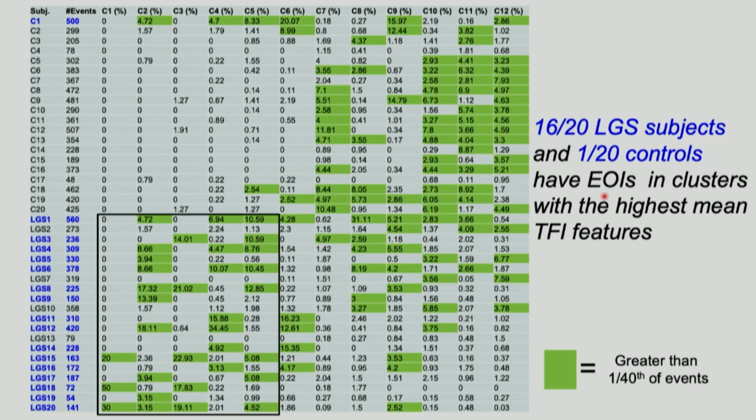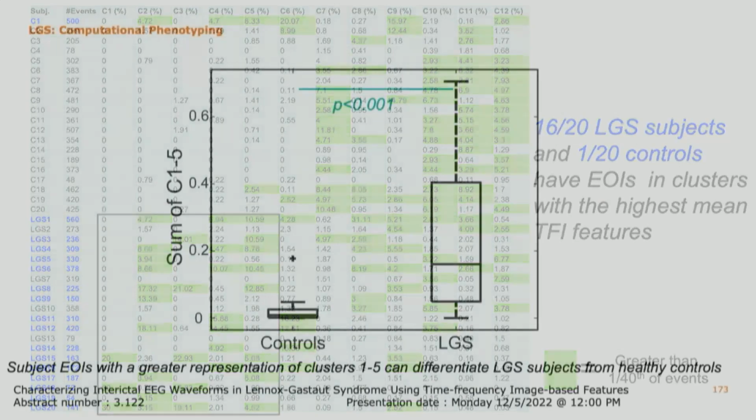And for the first 5 clusters, you'll see that those clusters are significantly seen in the majority of the LGS patients, 16 out of 20 of them, and only in a couple of our control patients, which are people with other types of epilepsy. So this is a way that we can potentially objectively measure some of these interictal variables that maybe could clue us into the severity of LGS at any given point.